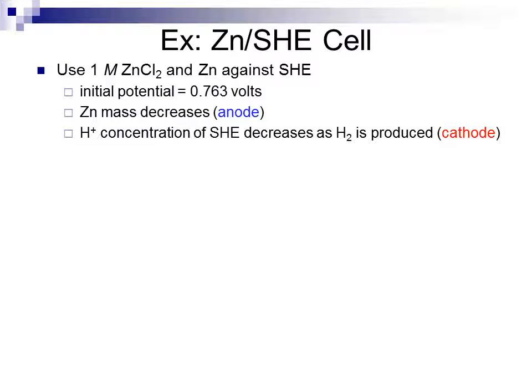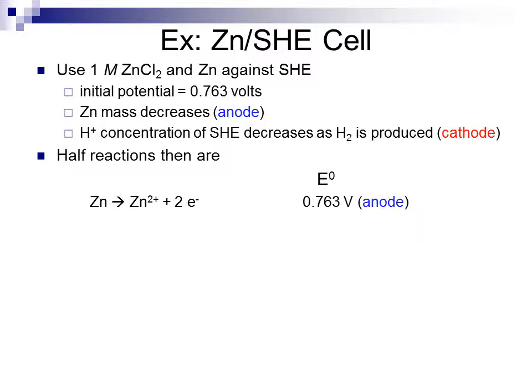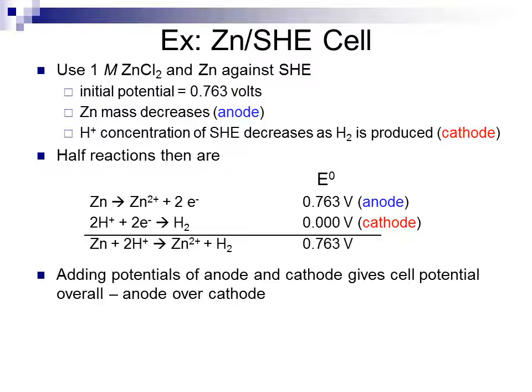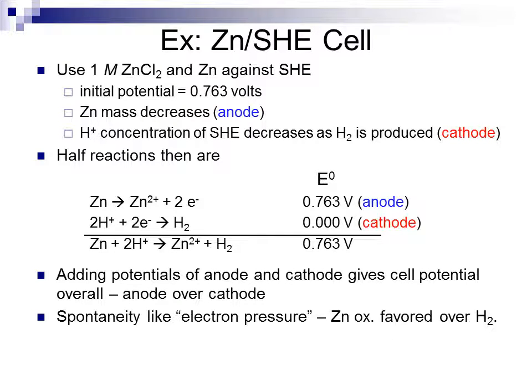The concentration of hydrogen ion will decrease, producing hydrogen gas, indicating that the SHE is the cathode. And the half reactions for this process then are zinc producing zinc ions with an assigned voltage of 0.763 volts, hydrogen ion reducing to hydrogen gas with an assigned voltage of 0 volts, for the net total of 0.763 that we observe. So based on this convention, all of the voltage is assigned to the zinc half cell. We add the potentials and we get the overall cell potential.